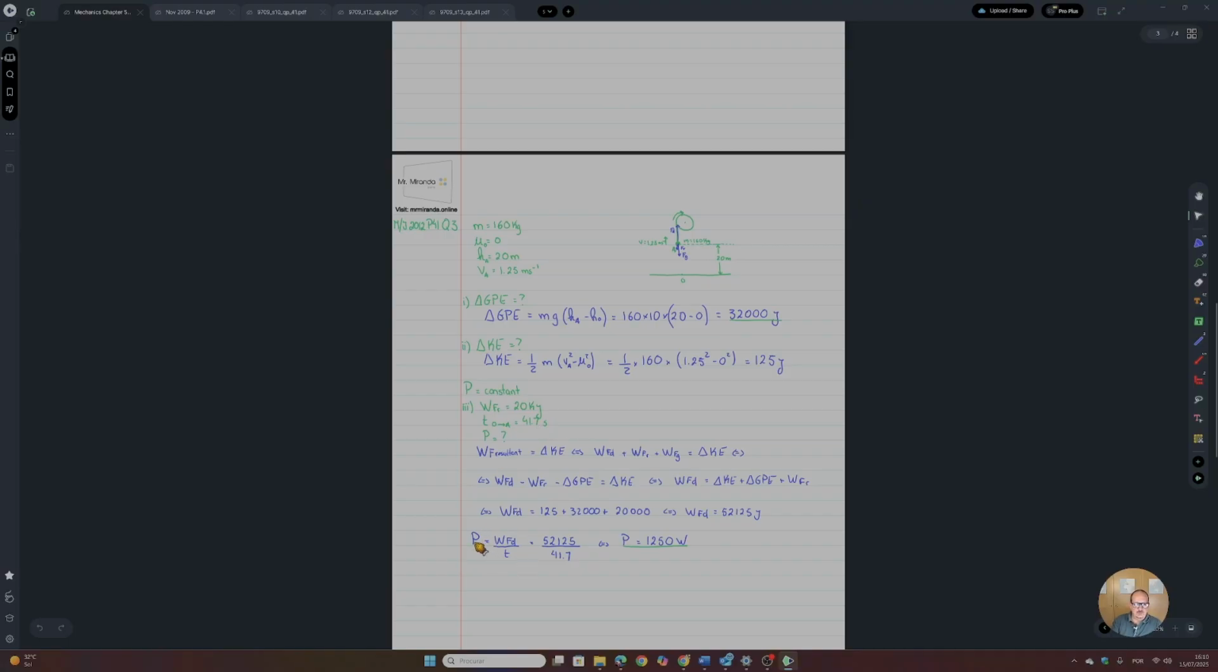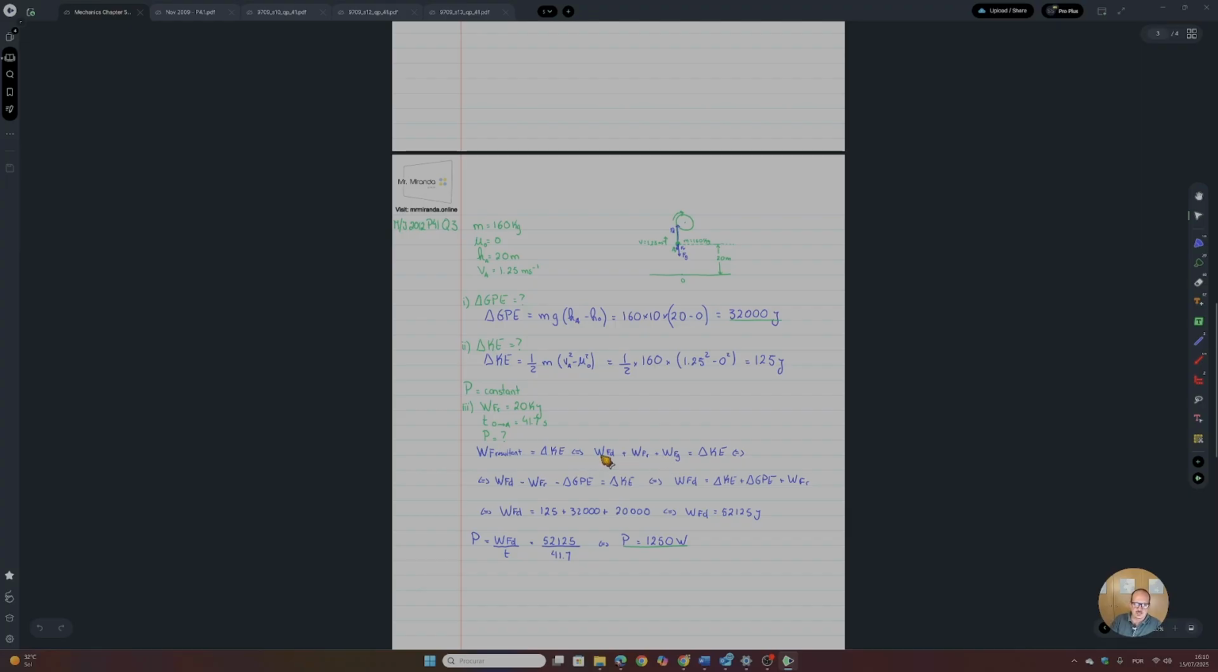The power from the engine, from the driving force, equals the work done by the driving force divided by the time. You know the time, the only thing that you need to calculate is this work. And for that, you use the main equation of this chapter. The work done by the resultant force equals the change in kinetic energy. What is the work done by the resultant force?